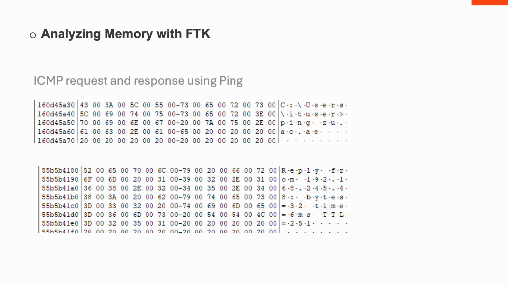So after capturing the memory using FTK, we started the analysis step. During this step, we also utilized FTK to look into some useful evidence. Initially, we found some traces of ICMP request and response using ping, and it pings directly into the assumed target, which is zu.ac.ae, the university's website, and then we get the response back, which indicates that the target is alive. Now, this isn't critical, but it gives us a glimpse of what might have happened or how the attack started, because usually attackers start by pinging their target to check if they're alive or not.